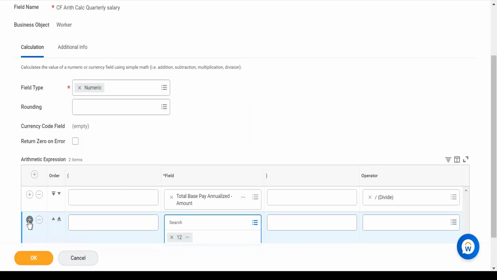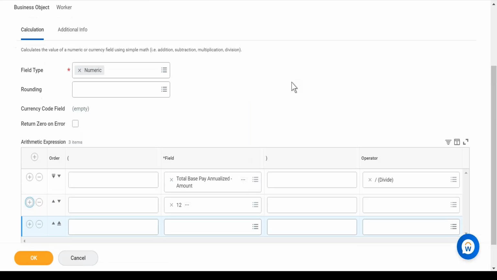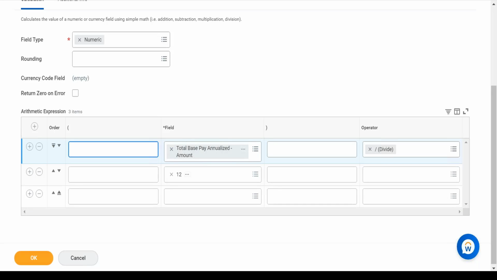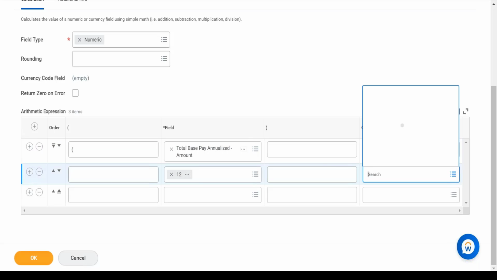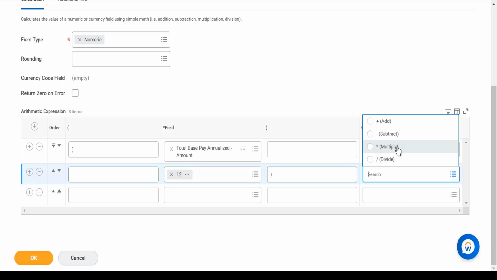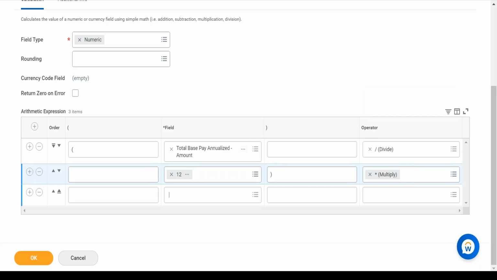But I want to perform one more calculation here, right? I want whatever figure comes as a result of this calculation to be multiplied. In order to ensure that Workday performs the division calculation first and then the multiplication, as in BODMAS, I'm going to put this under parentheses and then multiply this by 3.